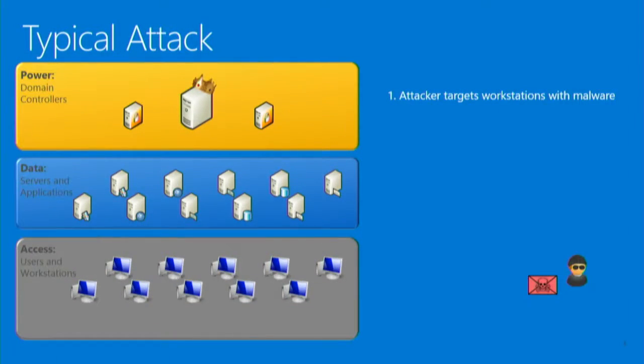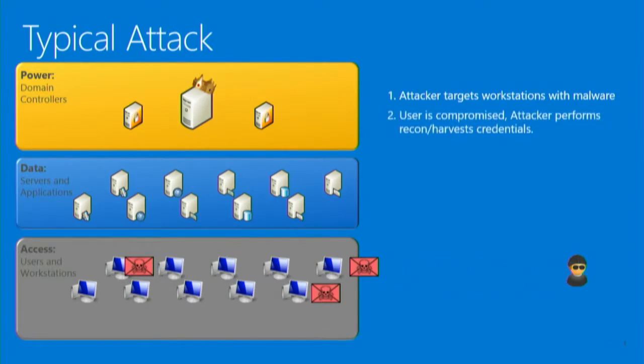Because this is what a typical attack looks like. An attacker is going to target your workstations with malware. A lot of times that malware is something that says, click here to enable macros. So someone's going to run something, and they're going to get on a box. A user will be compromised, and they'll do one of two things: they'll elevate their permissions on that box so that they can harvest credentials, or they'll start to do reconnaissance.